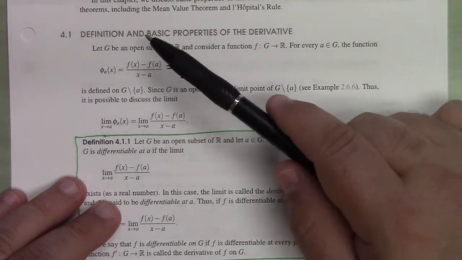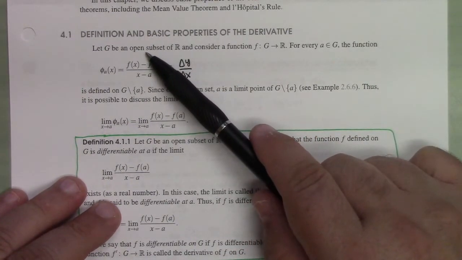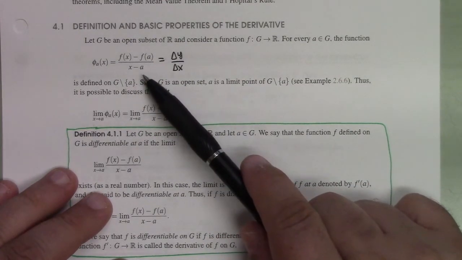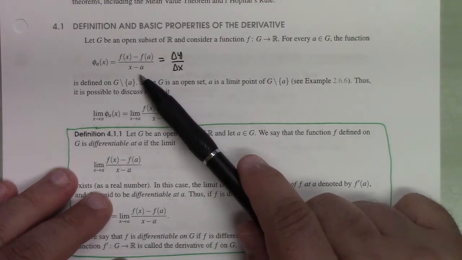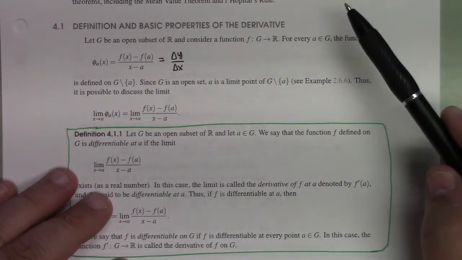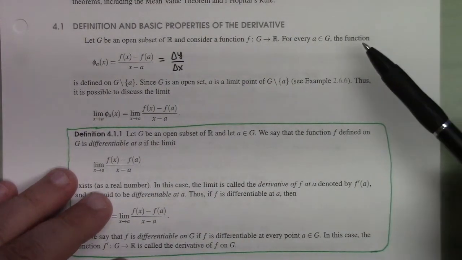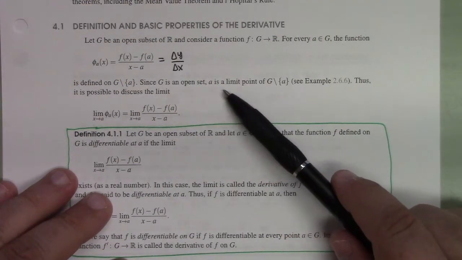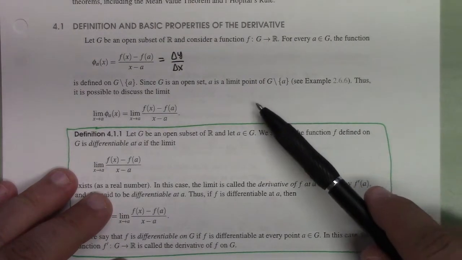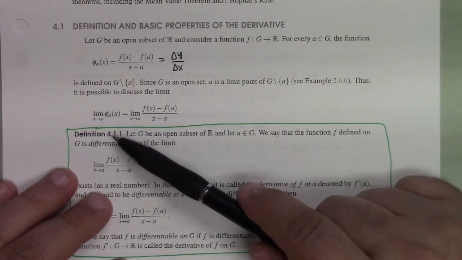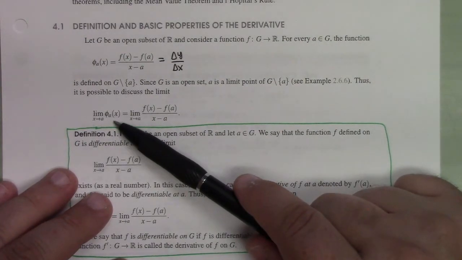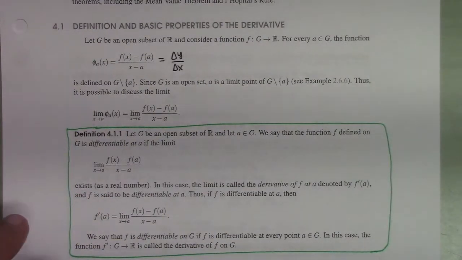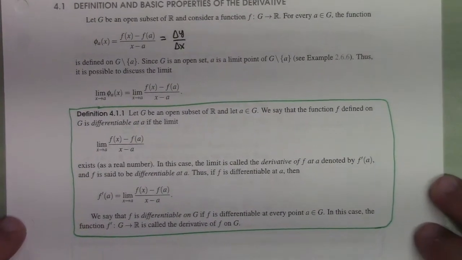So if the function is defined on an open subset of the reals, then we can consider the secant line from a point in G to another point x, right? Anyway, let's see here. Since G is an open set and A is a limit point of G with A removed, it's possible to discuss the limit as x approaches A of phi A of x, which is this, right? And if that limit exists, then we say that the function is differentiable. We define that to be the derivative, in fact. So here it is.